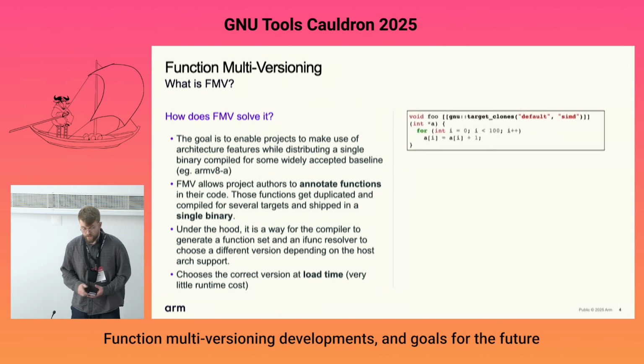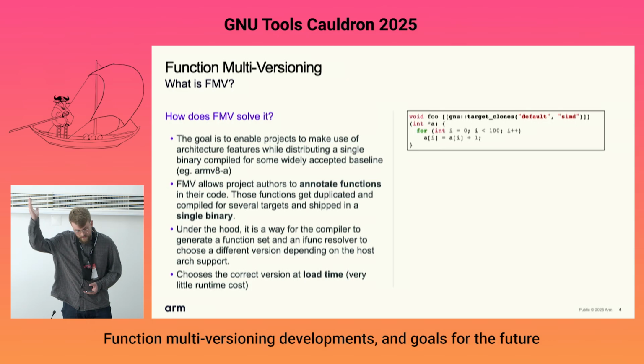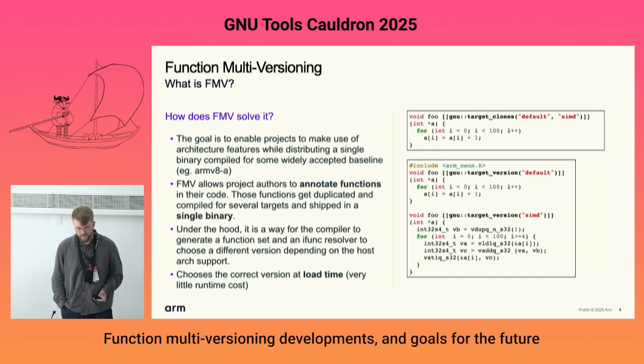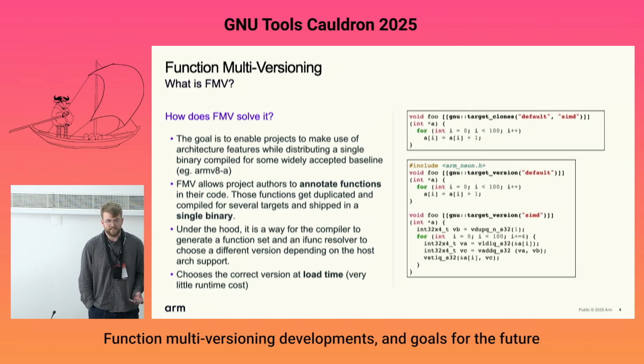So this is what it looks like. So you can annotate a function saying, please make this function twice, once for the baseline and once for SIMD. Or you can use target version and say, here are two different versions I've beautifully made. And if this sounds a lot like ifunc, that's because it's essentially syntactic sugar on top of ifunc.